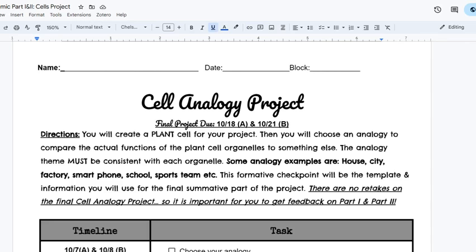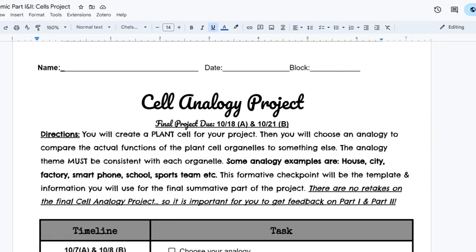Those are eukaryotic cells, right? Plants and animals are eukaryotic cells. Then you will choose an analogy to compare the actual function of the plant cell organelles to something else. The analogy theme must be consistent with each organelle. Some analogy examples are like a house, city, factory, smartphone, school, sports team, etc.